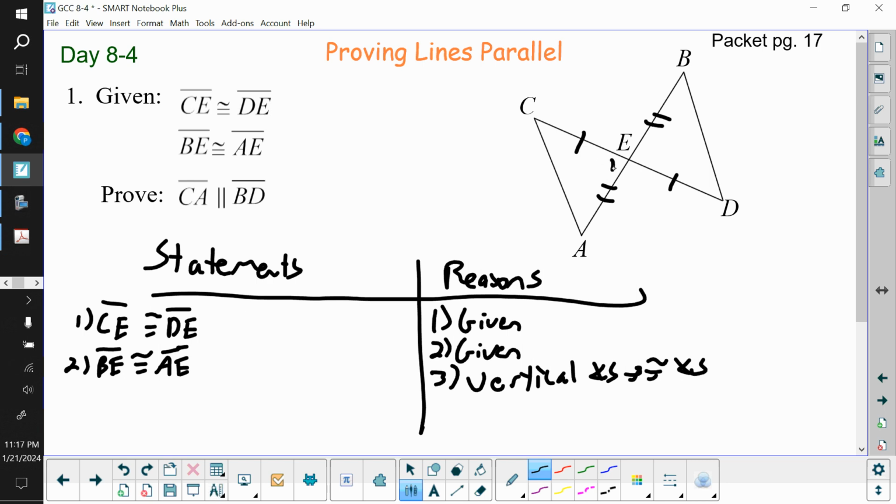And in my picture, I'm just going to label them 1 and 2. I'll mark them up in my picture. And we have two sides. We did get the angle in between. So this is going to be side angle side, congruent to side angle side.